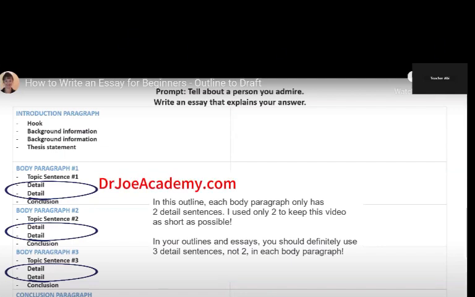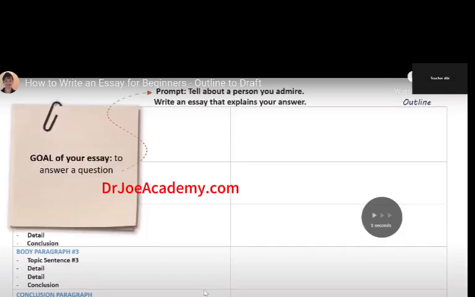Your conclusion paragraph is where you're rephrasing the thesis. Your thesis statement is the main idea. Then you present argument 1, 2, and 3 again, and then you end it off with a good ending to make the reader want more. Okay?